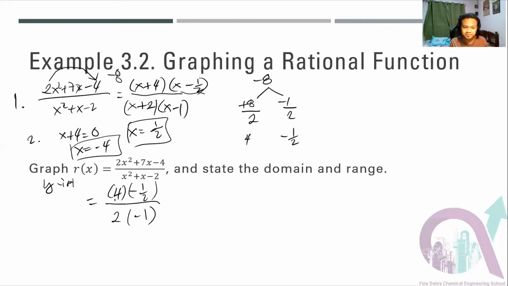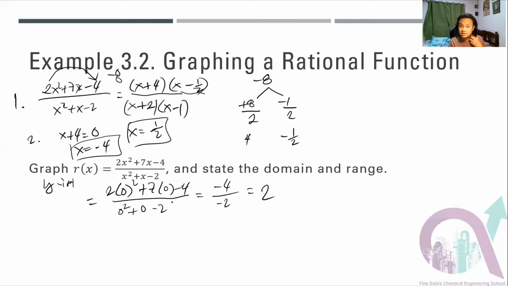We can use the original function. What I wrote in your module is the original function, so let's follow that. Negative 4, then 0 minus 2. So 0 and 0, we are left with negative 2 then 2. That is the y-intercept.